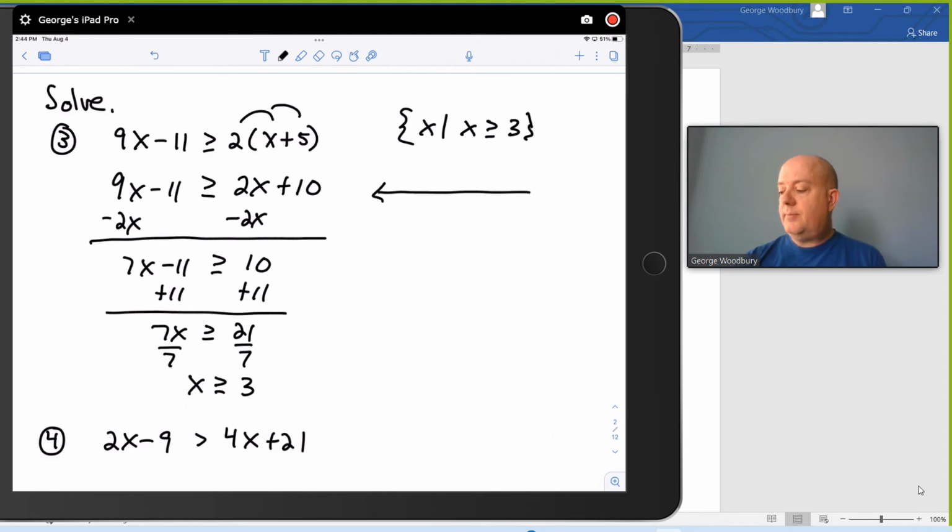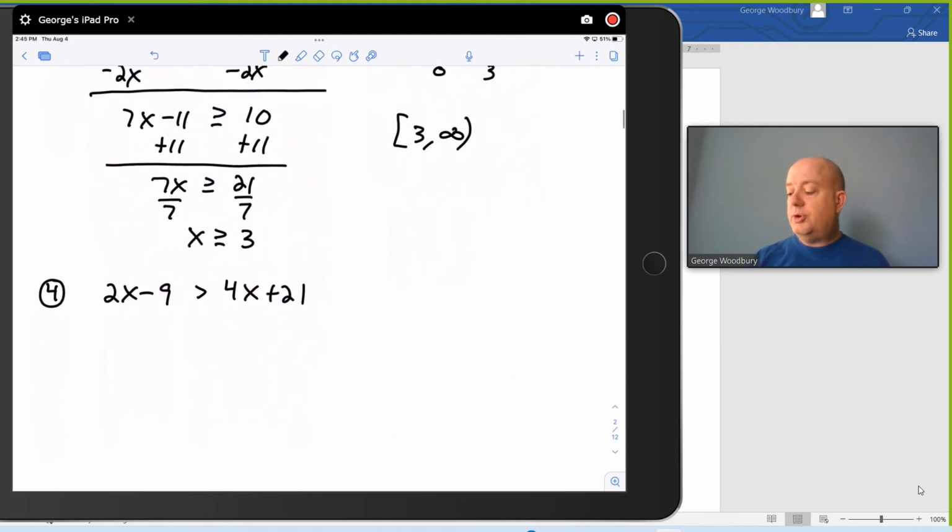On a number line, 3 is to the right of 0. We're shading to the right. We're including 3 as a solution because of the equal sign. So a square bracket at 3, shade to the right. By the way, that square bracket or the parentheses should always open in the direction that you're shading. So because we were shading to the right, I want the bracket opening to the right as well. Finally, interval notation, left to right, bracket 3, comma, infinity.